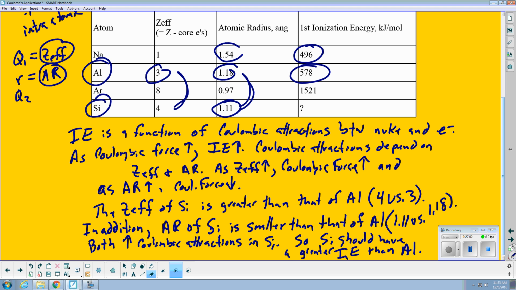Now, indeed, let's check it out. The real answer is that silicon has a 786 kilojoules per mole ionization energy, which is indeed greater than that of aluminum. All right, let's call it quits right here. I have a couple other questions that we can answer next time. All right, see you then. Bye-bye.